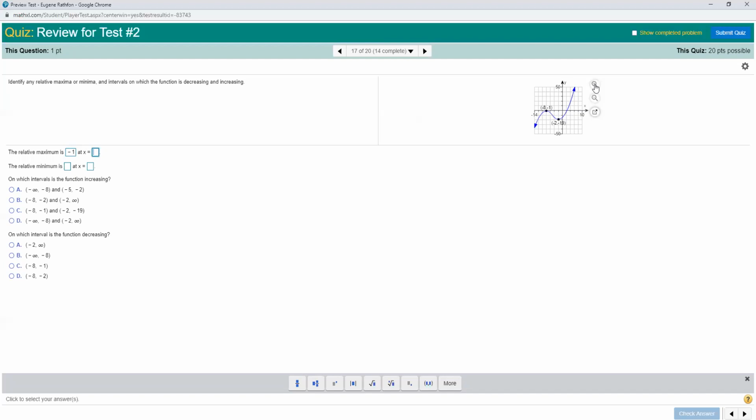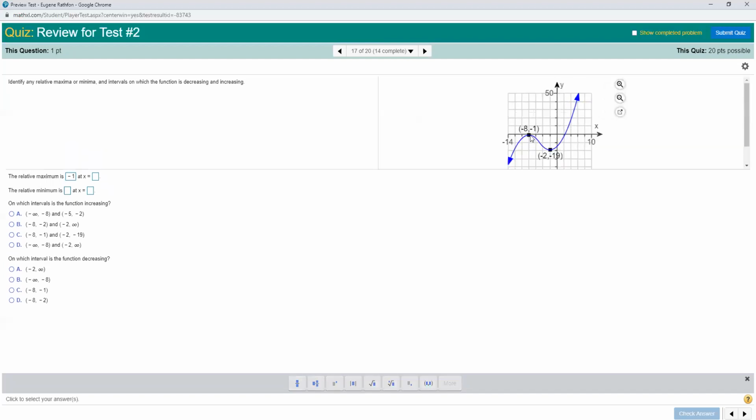Let me zoom this thing in. So -1 is the value, and it happens at x equals -8. And I like this because they're actually putting the x equals, so you would know where to put each number, okay? Then you got a relative minimum right here, where the valley is. So that y value is -19, and the -19 happened at this x value of -2.